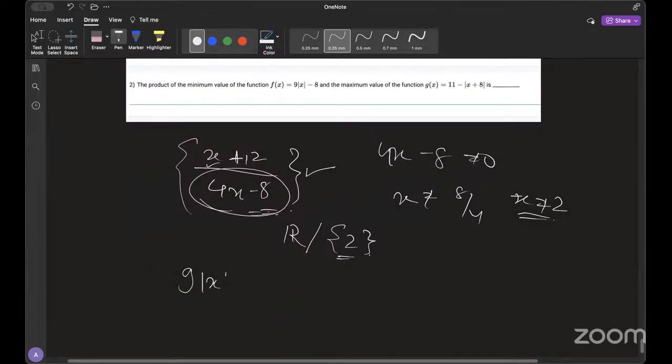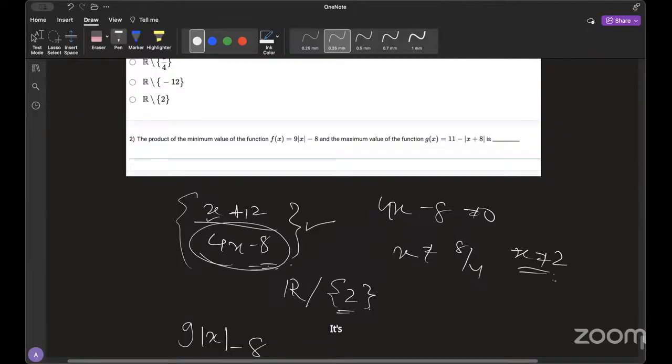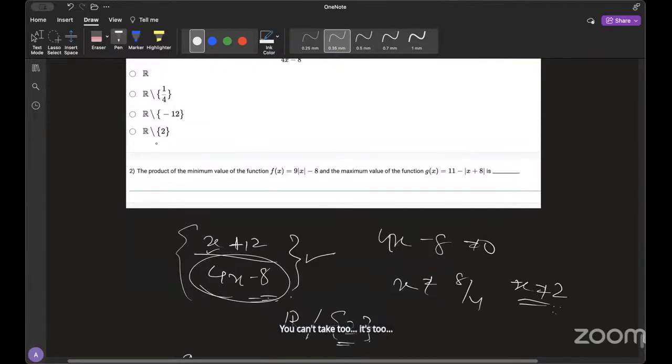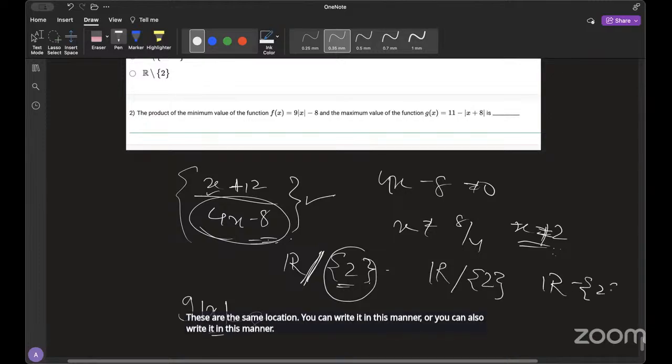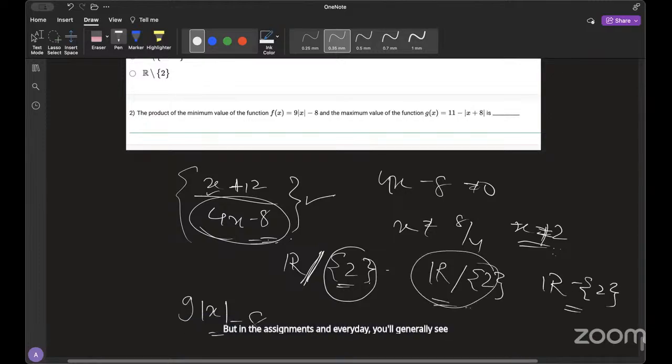Yes, ma'am. Okay. And then you have the mod function. Ma'am, is it minus 2 or 2? It's 2. You can't take 2 here. No, ma'am, R upon 2 in curly brackets means exclude 2, no? Yeah, this means you're not including 2. These are the same notation. You can write it in this manner or in this manner. But in the assignments and everywhere, you will generally see this. Okay, ma'am. Thank you.